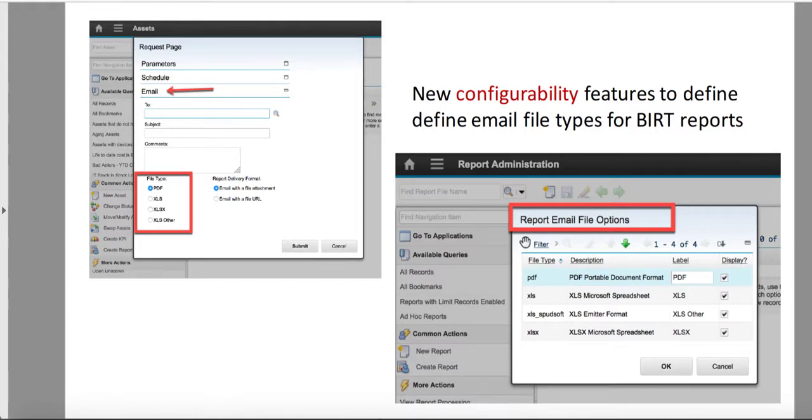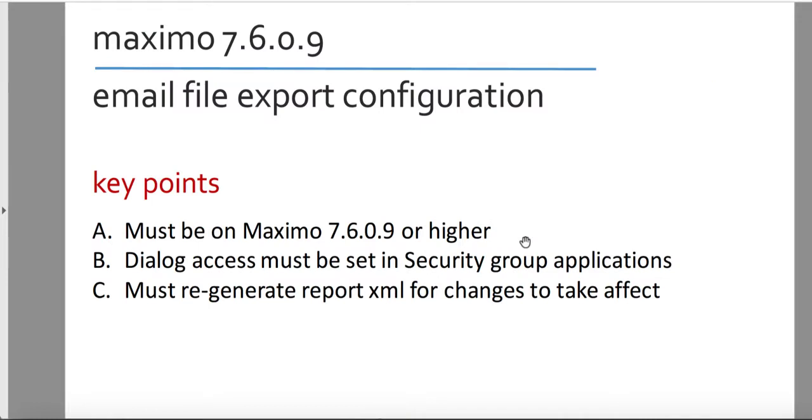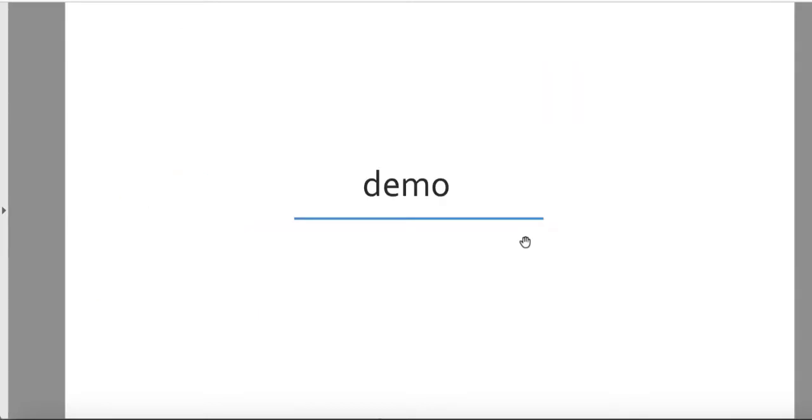So there's a few key points about this dialog that I want to highlight. First, you must be on Maximo 7609 or higher. Secondly, the dialog is not available in report administration by default. You have to go into the security group application and configure it for your particular security group. And then lastly, after the dialog options are set, if you've made changes, you need to regenerate the request page or the report XML for them to take effect. Well, let me quickly show you how this dialog works.